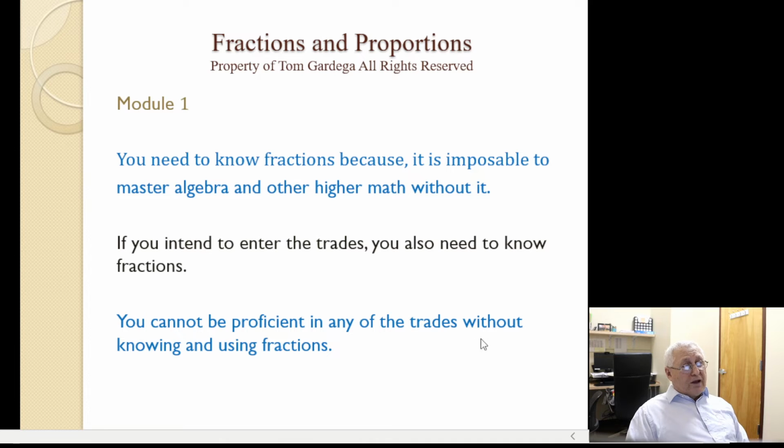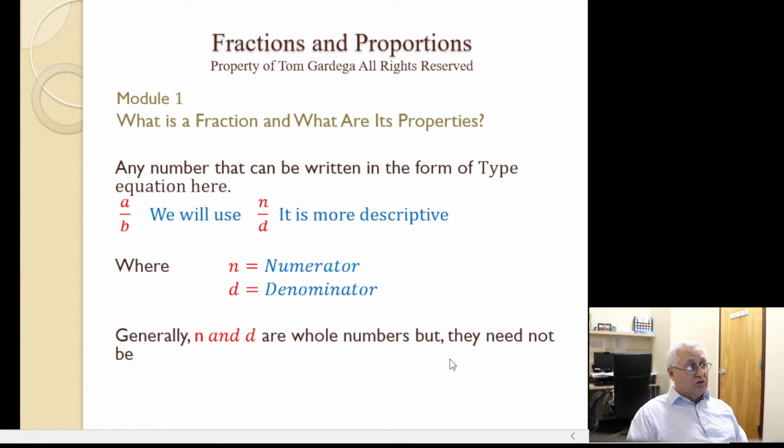You need to know fractions because it is impossible to master algebra and other higher math without it. If you intend to enter the trades, you also need to know fractions. You cannot be proficient in any of the trades without knowing and using fractions. So then, what is a fraction and what are its properties?